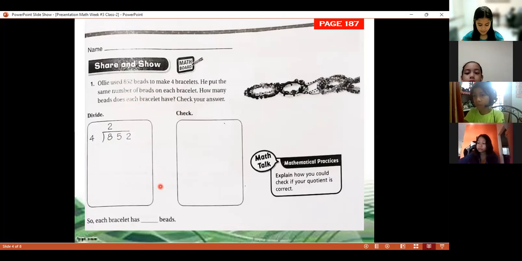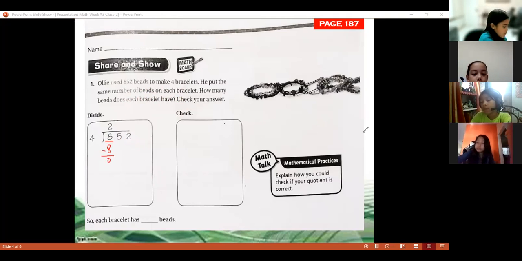8 minus... Yes, Marcelo says 4 times 2. We know that the first digit that we need to divide is 8. 8 can be divided by 4. And because 4 times 2 is 8, we write down 2 and subtract. So 8 minus 8, and Marcelo says it's 0. Now, what is the next step, class?